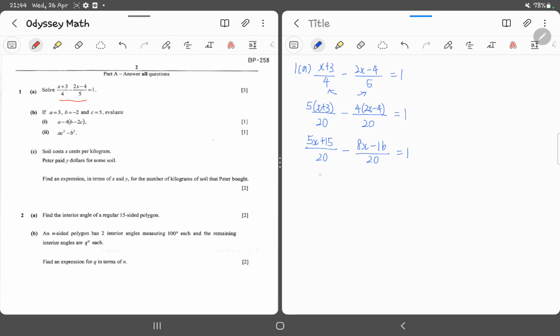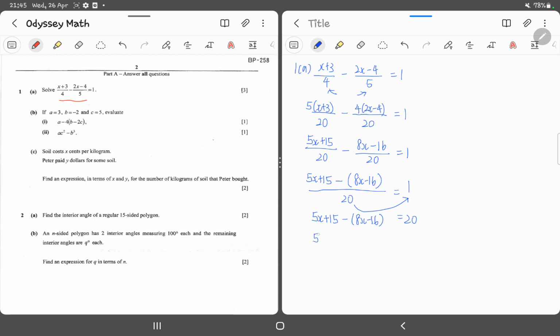Now I can combine the fraction. It will be 5x + 15 minus, remember this minus, you must put a bracket here, (8x - 16). This minus must apply to the 8x and must also apply to the minus 16, which generally students might forget. Over 20 equals 1. So I can multiply this over: 20 times 1 is 20, and I write the numerator as it is.